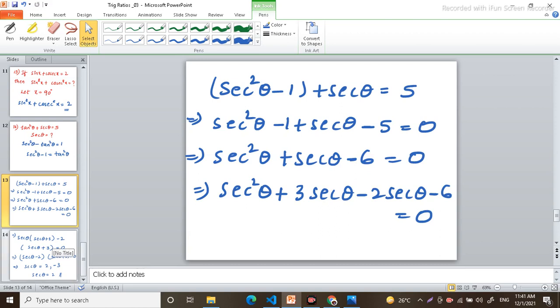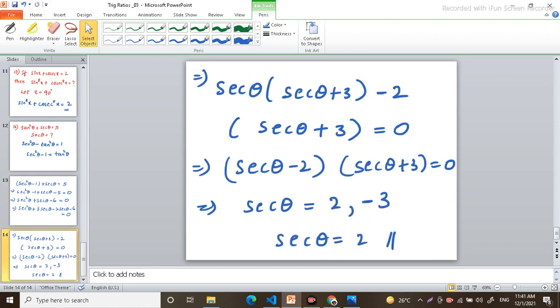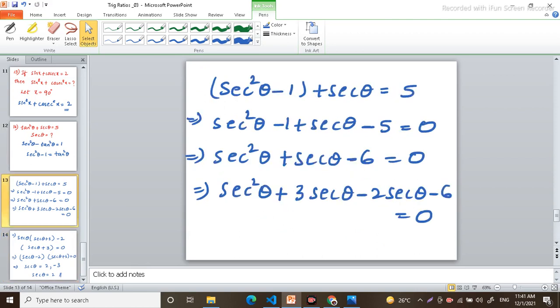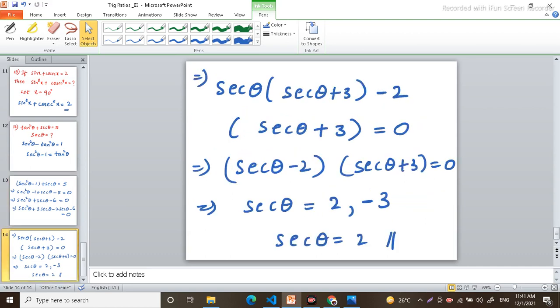Next step, I took secant theta as common, so it will be secant theta plus 3, and next I took minus 2 as common, so it will be secant theta plus 3. Minus into plus is minus, is equal to 0. So secant theta minus 2 into secant theta plus 3 is equal to 0. So the secant value will be 2 or minus 3. In the options, minus 3 is not there, only 2 is there, so the value will be 2 according to the options.